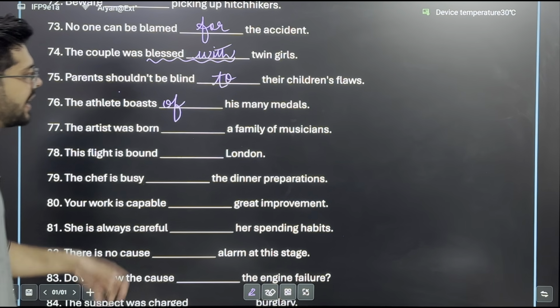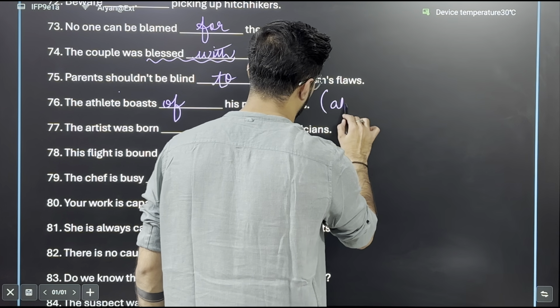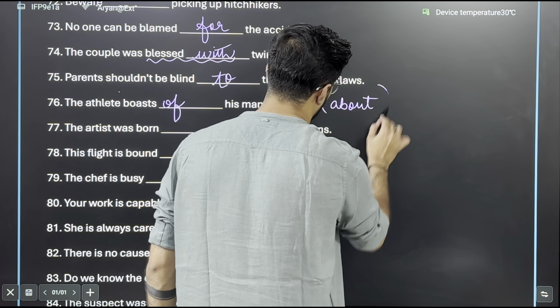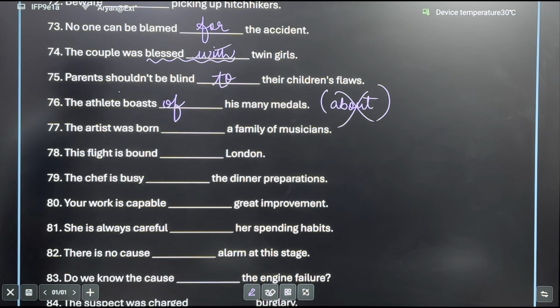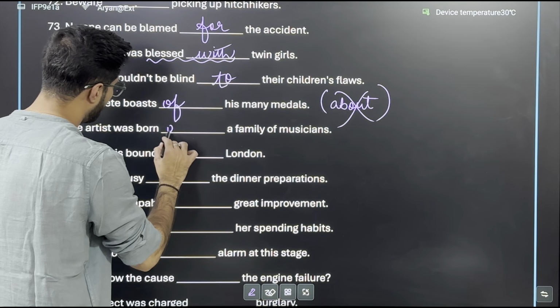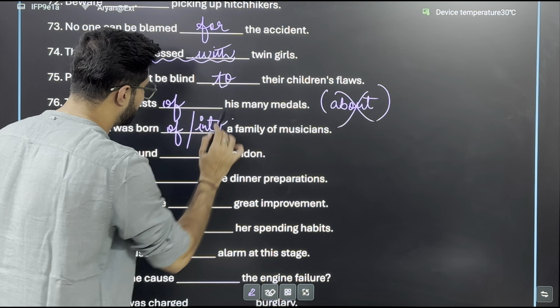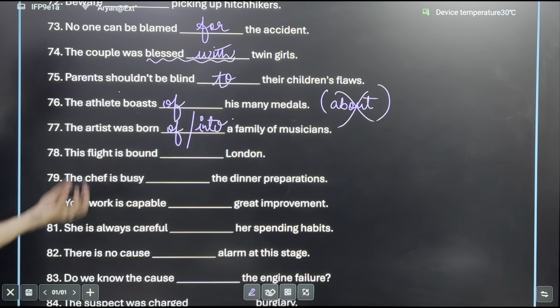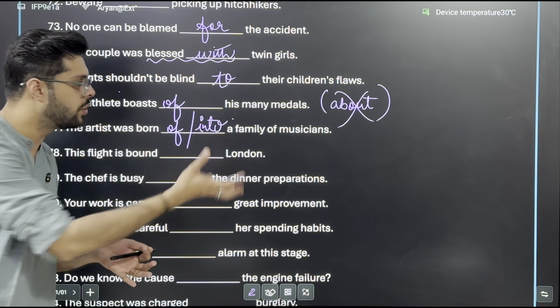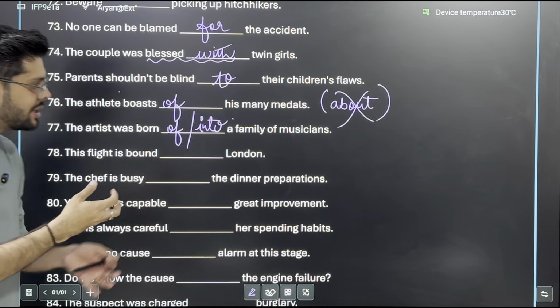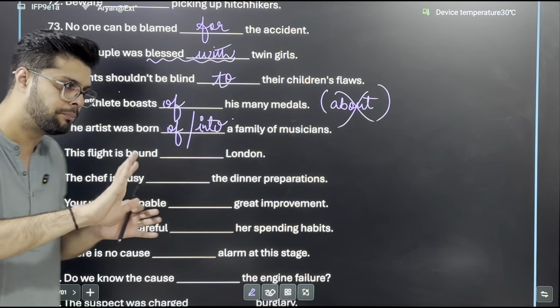Boasts of goes with it. Don't use about. ठीक है. About is not contextually correct. Boasts of. The artist was born of, or born into a family of musicians. Both are acceptable. He was born of, that is the source of origin, from the family of musicians, or born into that family. Both are acceptable.